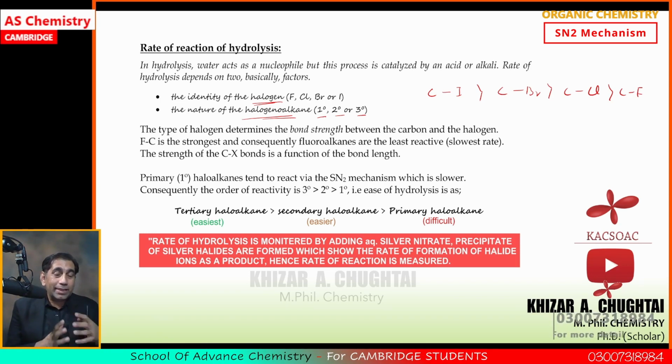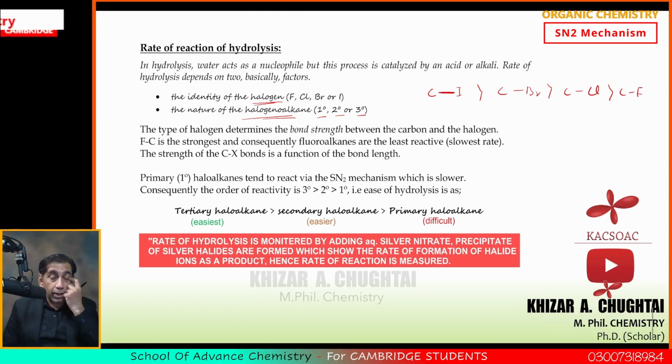The basic factor is this bond energy or bond length. This is the lengthiest bond, and its bond energy is weaker. It is easily broken as compared to C-Br, as compared to C-Cl, as compared to C-F. So C-F is the shortest bond, a stronger bond, and so on.